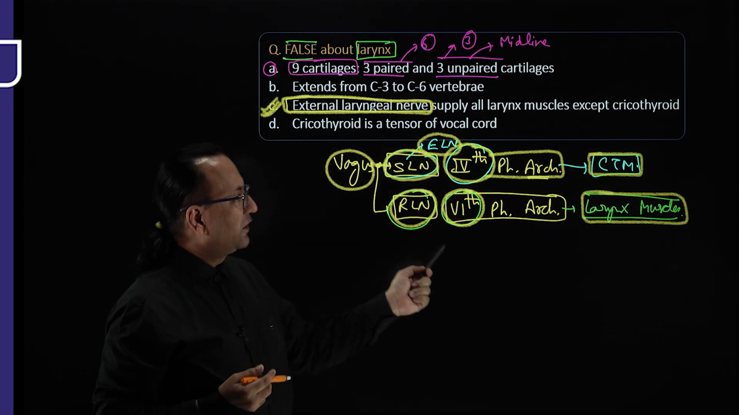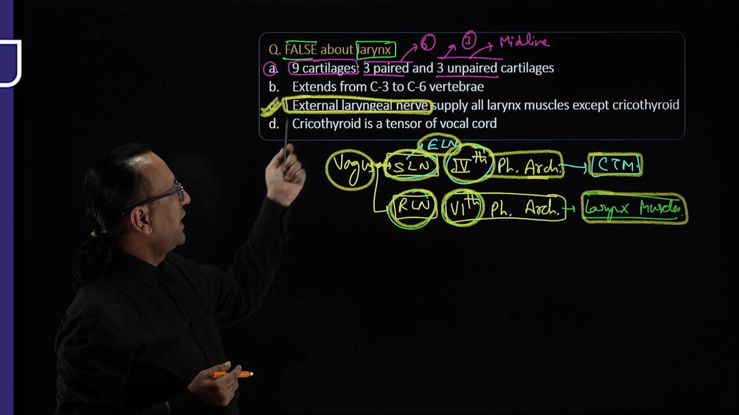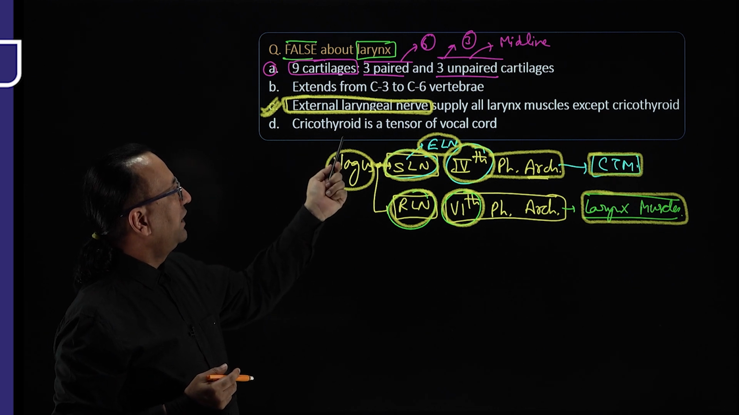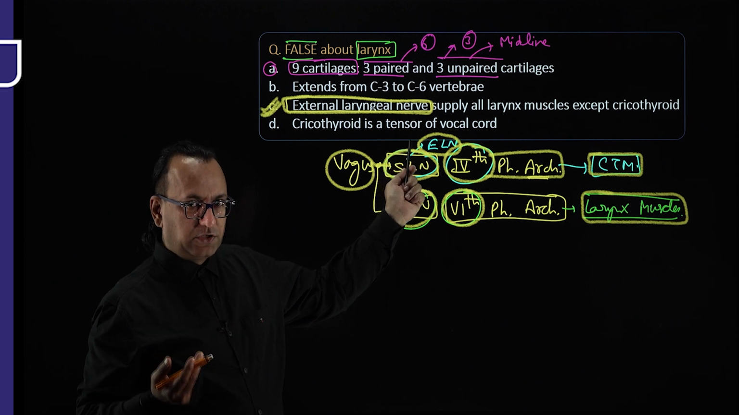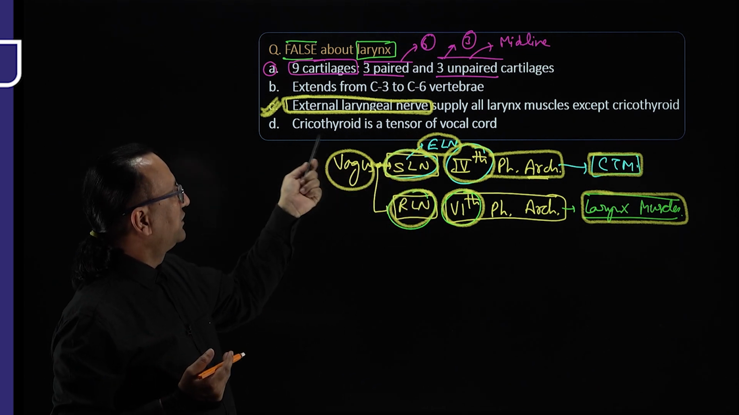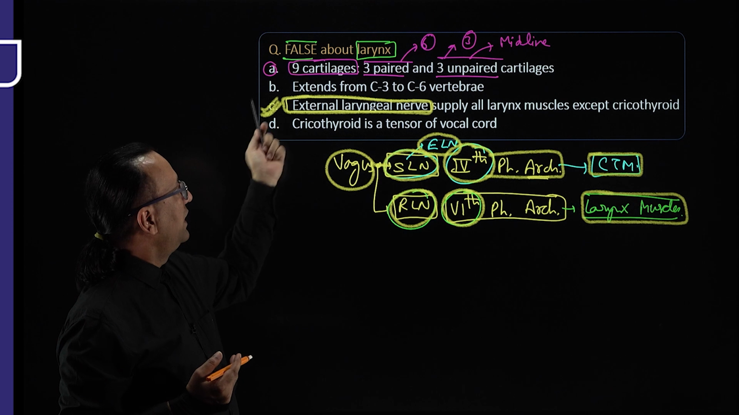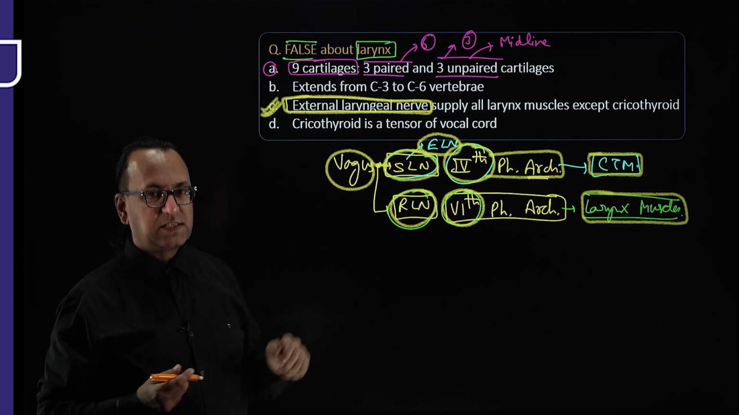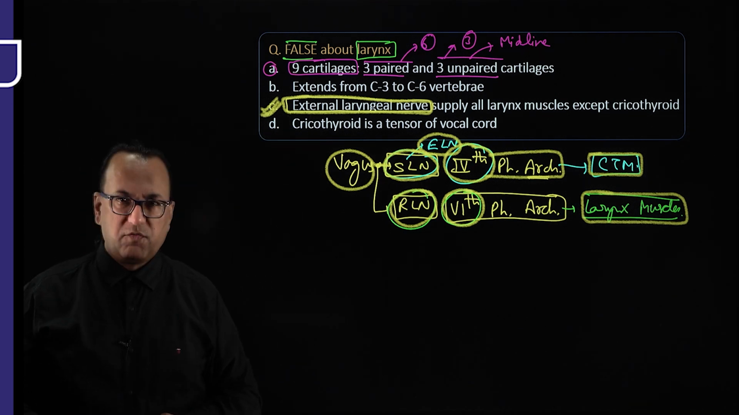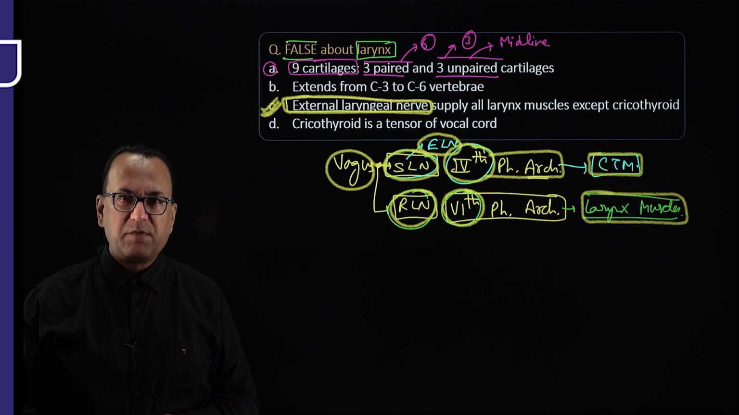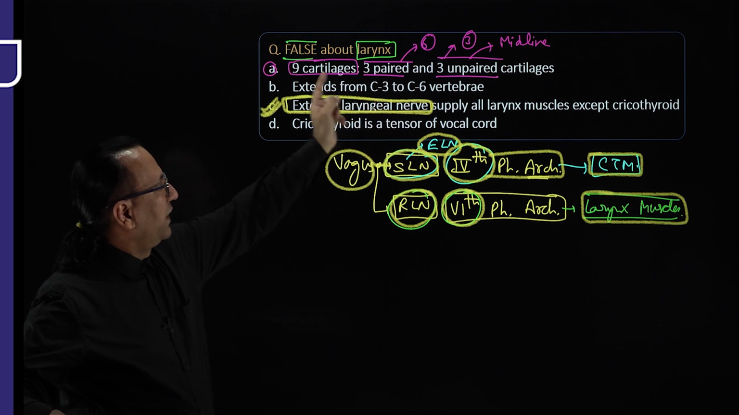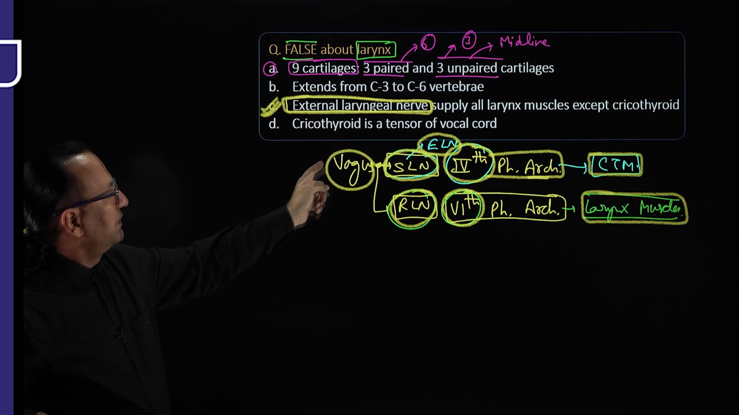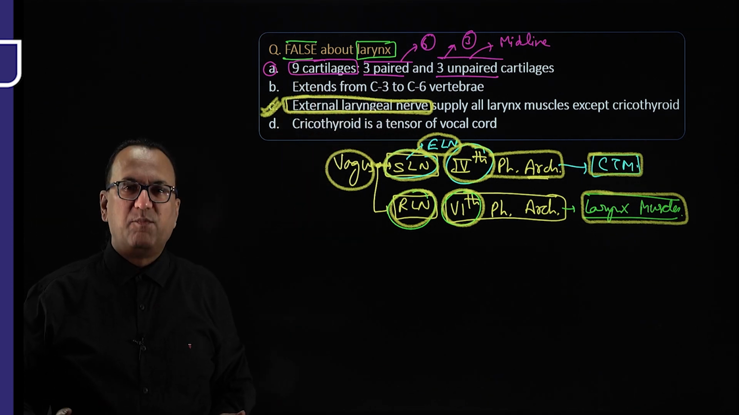And then, as I mentioned, of course, cricothyroid muscle, which is connecting cricoid cartilage with the thyroid cartilage, is a tensor of vocal cord and increases the pitch of the voice. Choice number D is a correct statement. The false statement is only choice number C. We'll keep that as our answer and go further with the details. We can draw a diagram where we are talking about the cartilages, the paired and unpaired, and also we can mention about the various muscles and their actions as well, briefly.